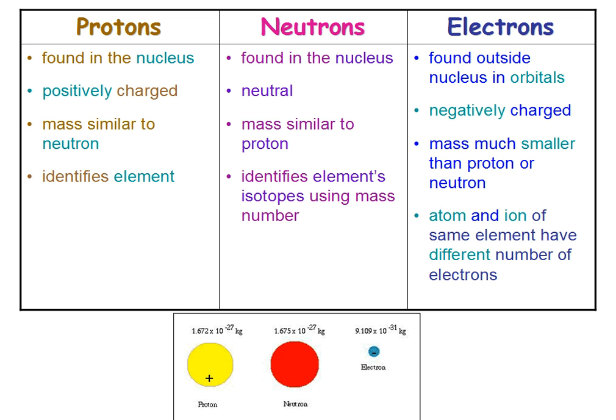Our electrons still fit into the picture. They're actually really important in terms of forming compounds, but they are not found in the nucleus. They are outside in general regions called orbitals. They are negatively charged and very, very tiny, and they distinguish between atoms and ions of respective elements. We'll talk about those terms a little bit more on the next slide.